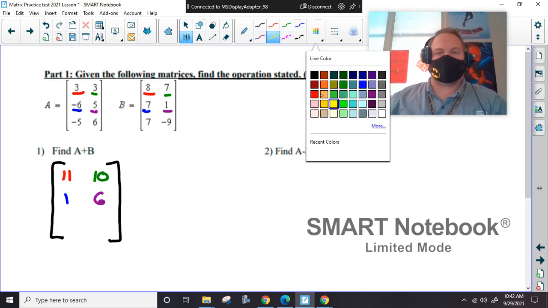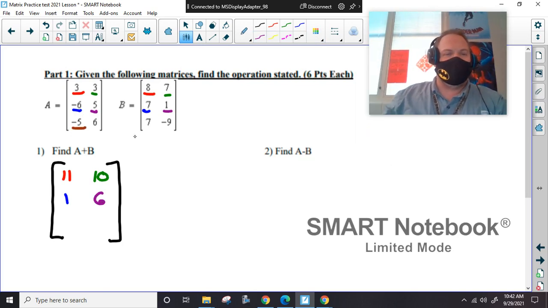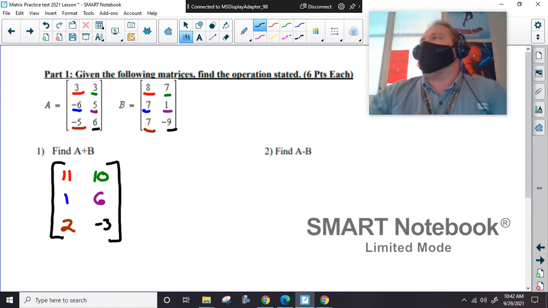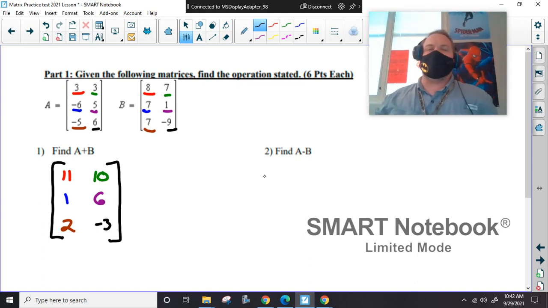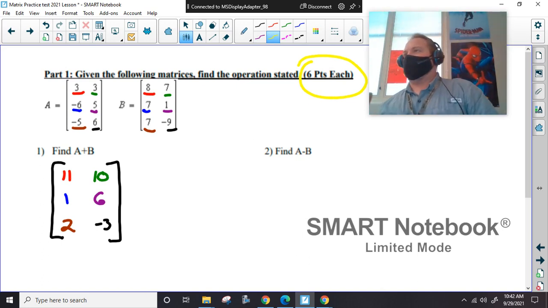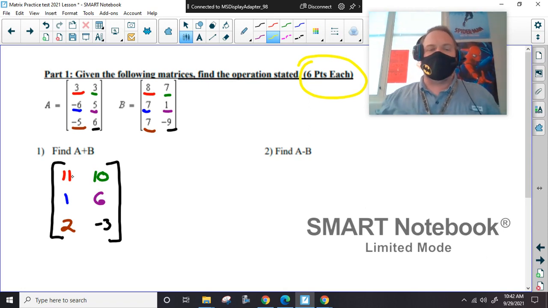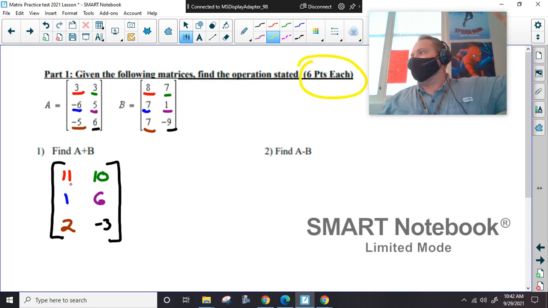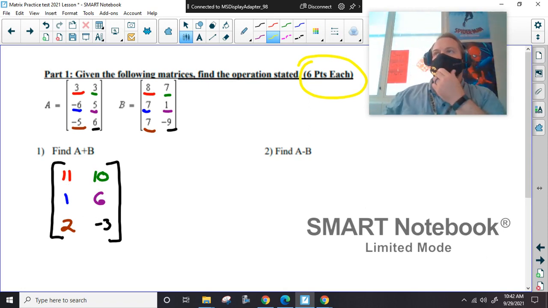Wait, I got to change colors. Okay. Negative 5 plus 7 is 2. And we have a fight over negative 3. All right. That's how you do that one. Now, here's the deal. If you notice the way I have this set up, there were 6 points each. So each one of these things, look, all your matrices should have 6. That way, if you miss something, it's not all wrong. You only miss that 1 point.